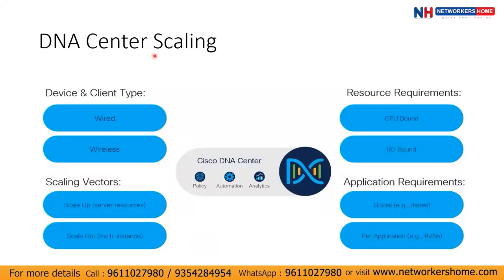So the scaling factor is decided based on these criteria, like your number of client counts, whether wired or wireless, then your resource requirements, like your CPU or input output throughput. Based on that, you can identify and check the compatibility and adjust your requirement, and you can go with the specific version or specific model. And based on resources as well, like number of sites, number of applications, number of VMs. That gives you the idea to decide which version or model you can implement in your company.